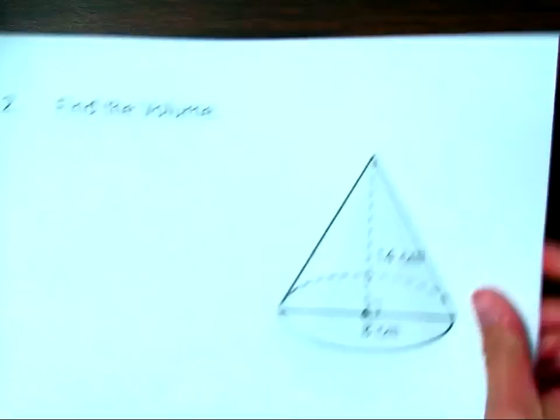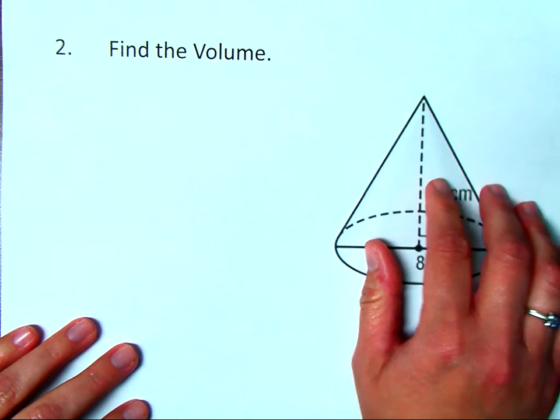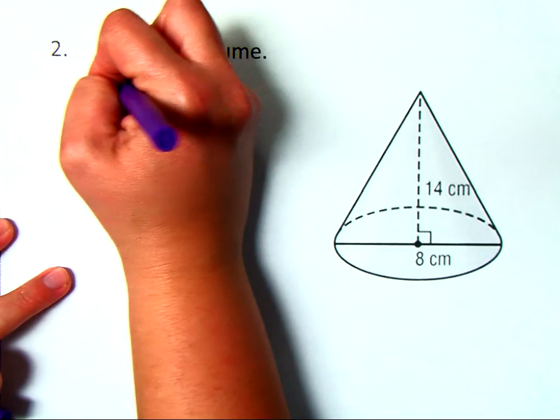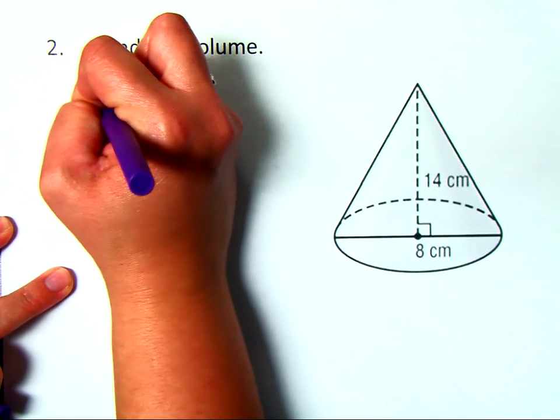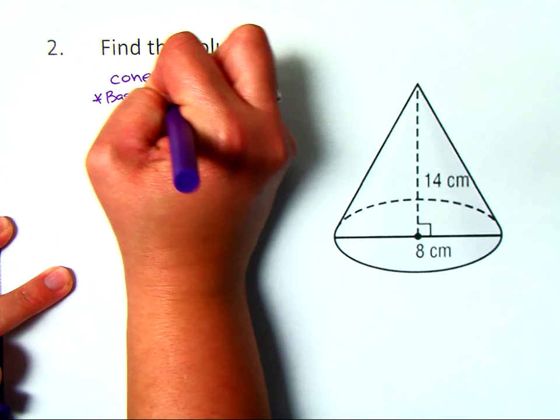Okay, let's do one more together, and then you're going to have a practice problem on your own before your independent practice. So here again, identify the shape. This is a cone because I have a base and a vertex.